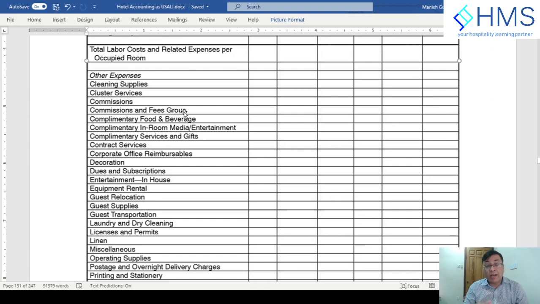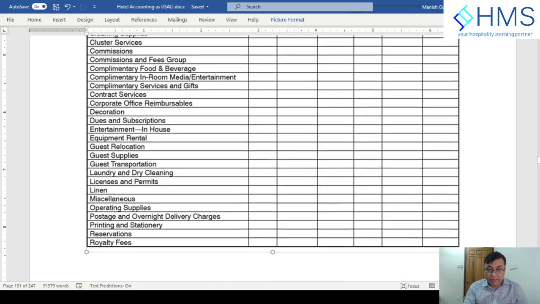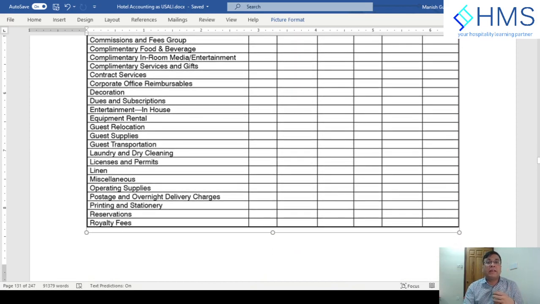So those expenses which are more on labor variable are usually cleaning supplies. Then you have commissions, which are again based on the occupied room. Then you have the decorations, which are flexible or based on the room occupied. Then you have the guest relocation based on occupancies, guest supplies, guest transportation based on room occupancies, linens. It is based on room occupancies actually, but usually because the changing schedule does not match with the occupancy schedule, so usually you can consider them as a fixed expense or as not relatable to either fixed or variable expenses.